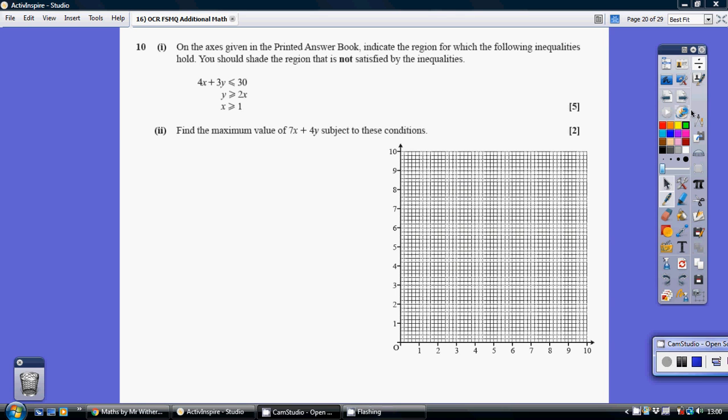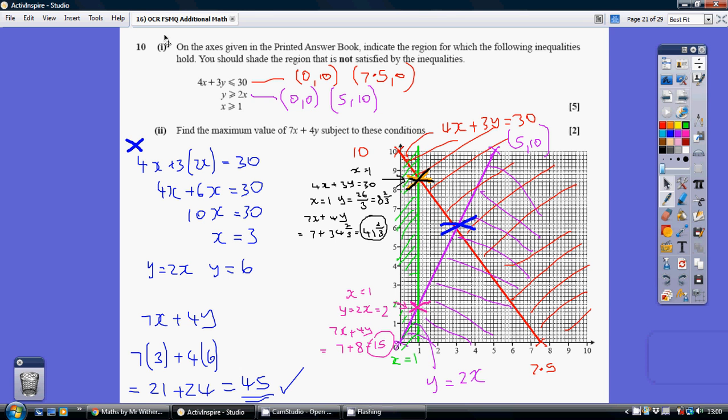Question 10. So for part 1 you've just got to draw the three straight lines: 4x plus 3y equals 30, y equals 2x and x equals 1.